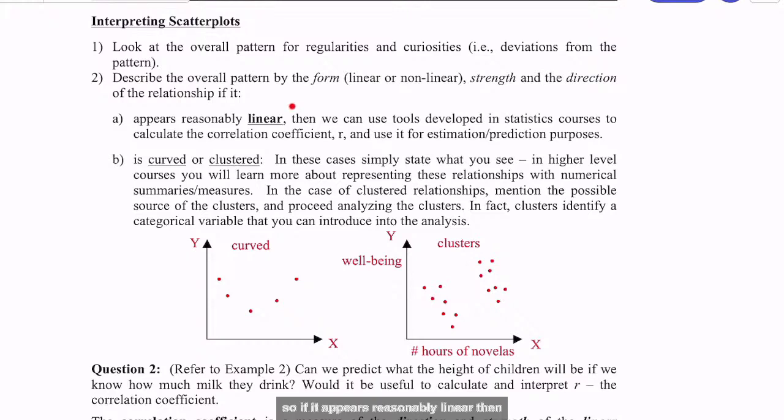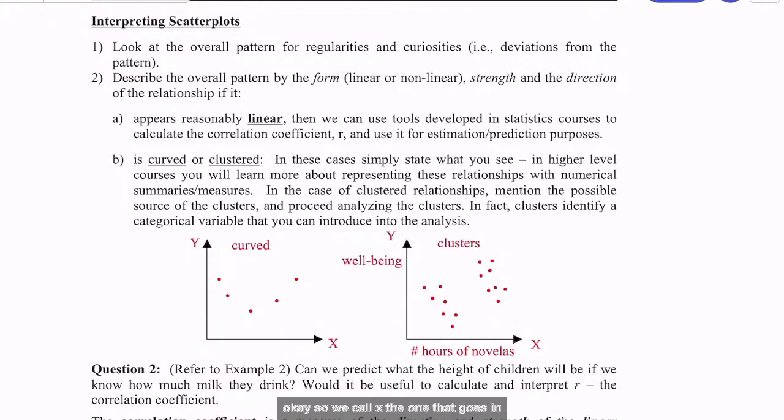So if it appears reasonably linear, then we can use statistics tools to help calculate that line relationship, and use that line to make predictions. So we're going to say, if X is something, what can we expect from Y? That's what we're going to do. And we're going to pick X and Y in a way so that the one that's on the X is the explaining variable. It explains the other one. The other one is the one we're trying to predict.